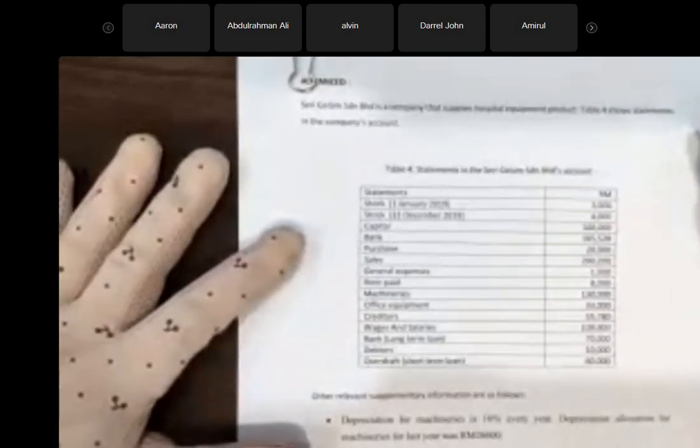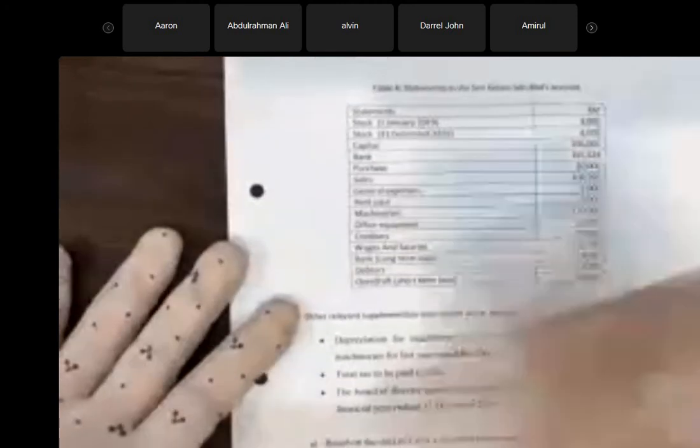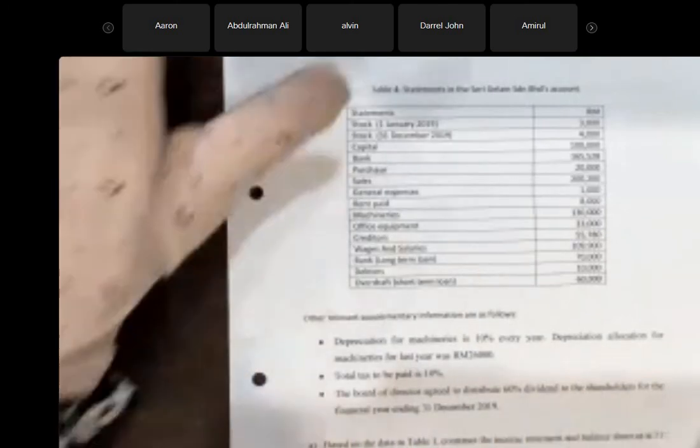Okay, I will give you about 10 to 15 minutes to answer this one. Ada depreciation in machineries. And then total tax. Ini 60%. Baik.